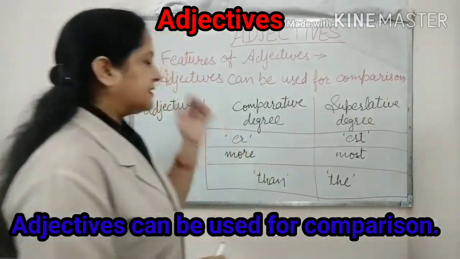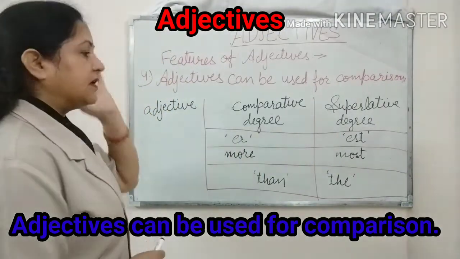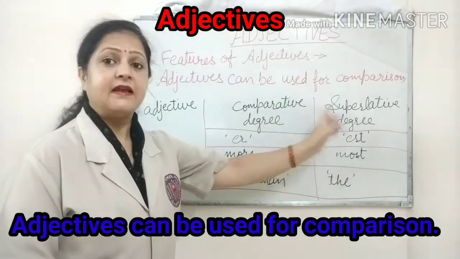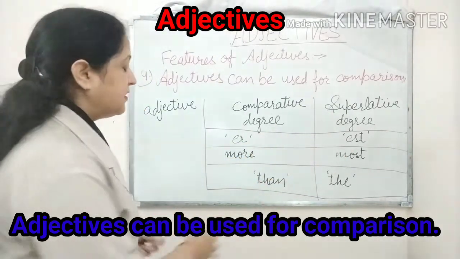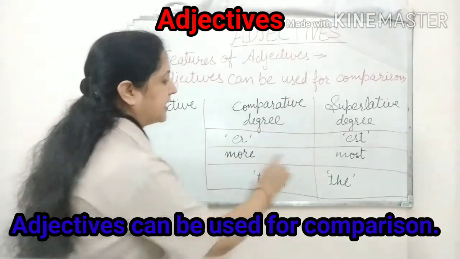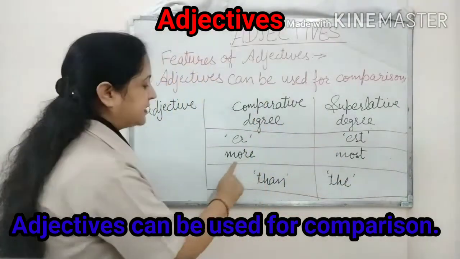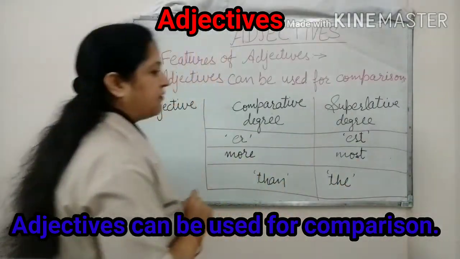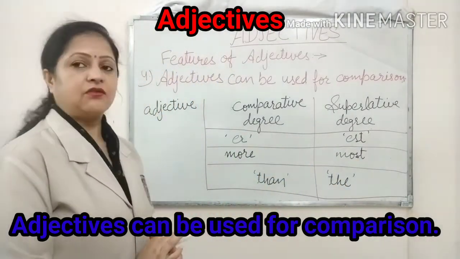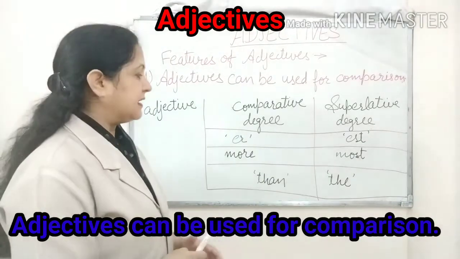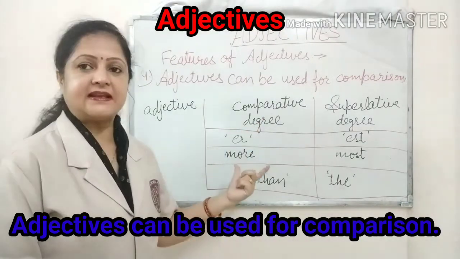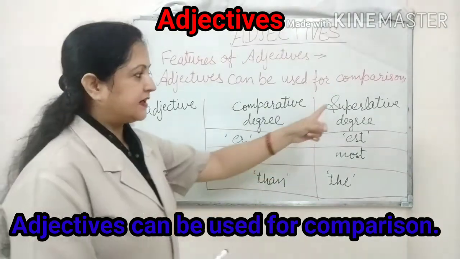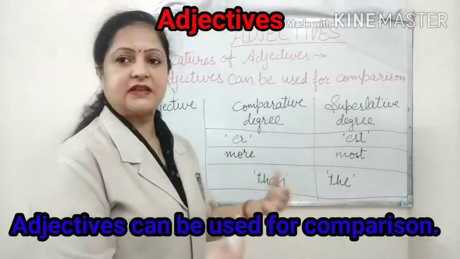Okay. So now the second rule is, as I told you, with most of the adjectives we use ER and EST. But there are some adjectives with which we use more and most. In comparative degree we use more, and in superlative degree we use most for making the comparison. So we can take one example here, like the comparative degree of intelligent is more intelligent, and the superlative degree of intelligent is most intelligent.